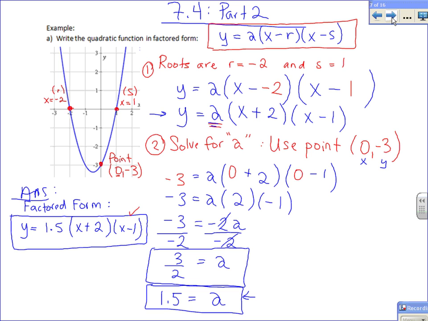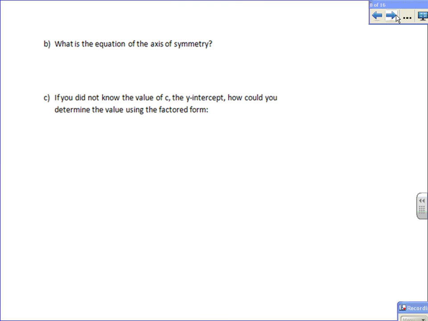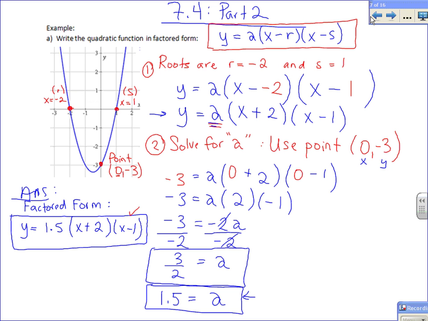Question B asks us, what is the equation of the line of symmetry? Well, remember that the axis of symmetry, if I look at my parabola, go back to your graph for a moment, I know that the line of symmetry, or the axis of symmetry, is going to run right through this parabola, right through the vertex, and it's going to divide my parabola into two equal symmetrical halves.